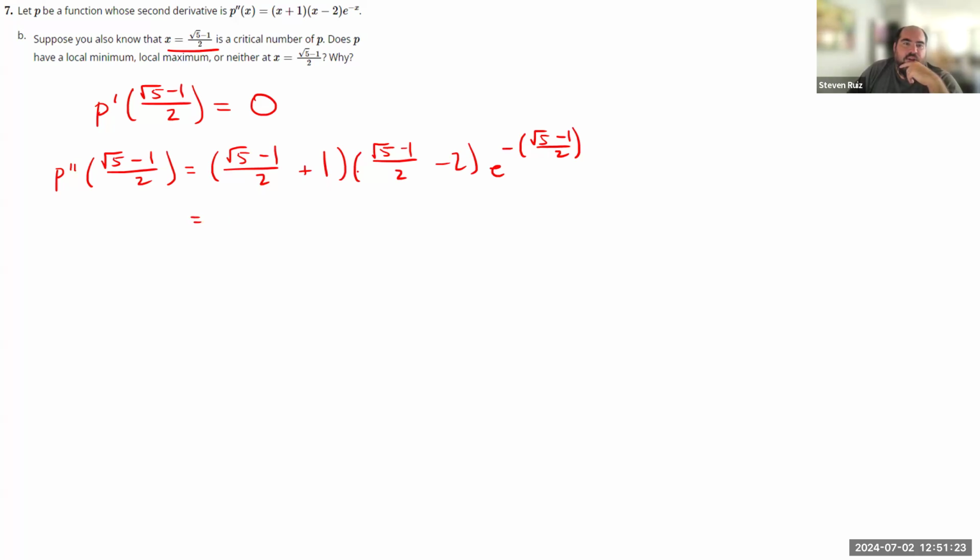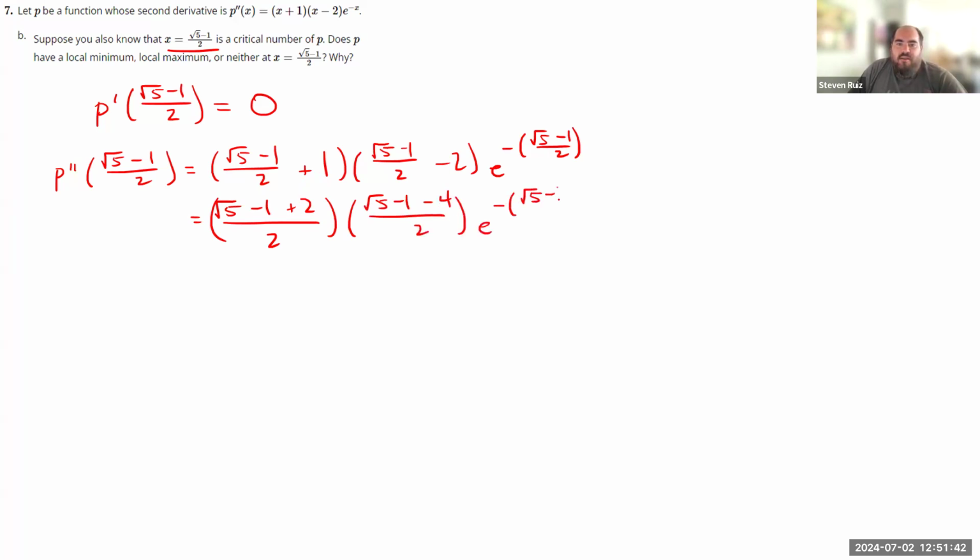So let's go a step further here with the simplification. We can find common denominators. So (√5 − 1 + 2)/2 times (√5 − 1 − 4)/2 times e to the negative (√5 − 1)/2. Let's see if we can figure out what the signs of each one of these three factors is. So this is (√5 + 1)/2, and this is (√5 − 5)/2, and this is e to the negative, yeah, I can't simplify this one very much.